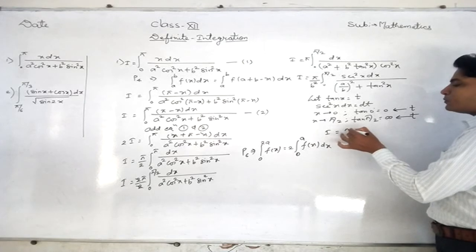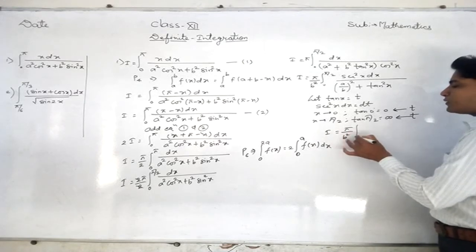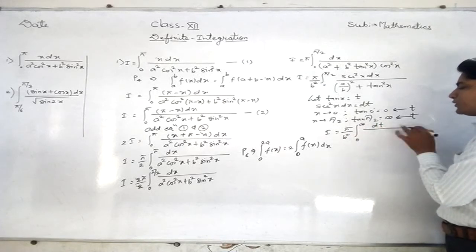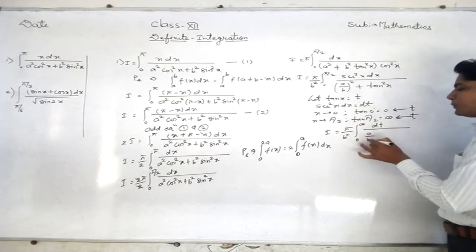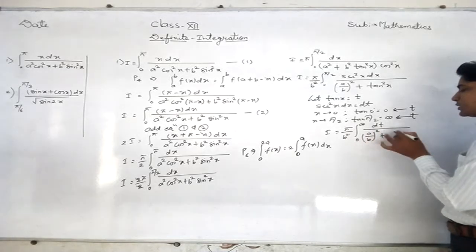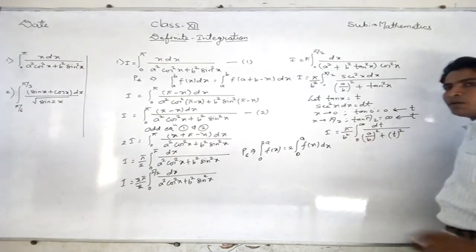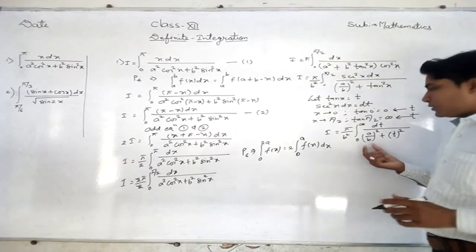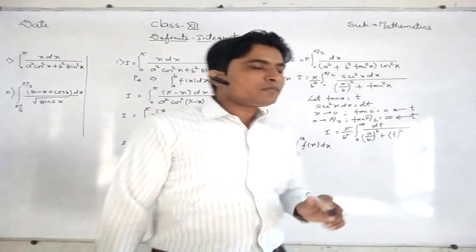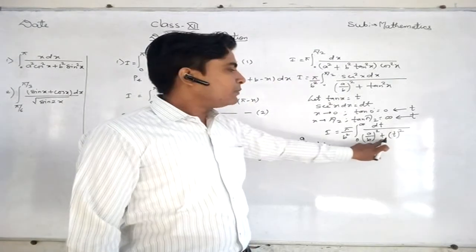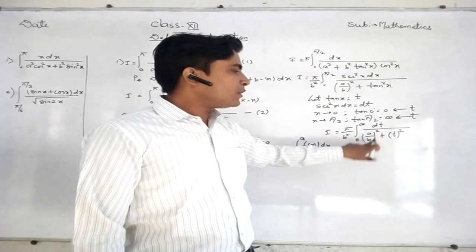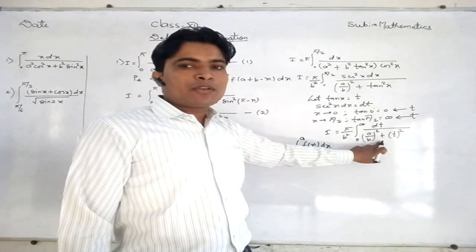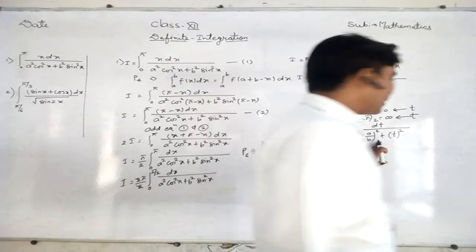A by b whole square plus t square. So we know that the formula is 1 upon a square plus x square, so we get the formula 1 upon a tan inverse x upon a. So here I equal to pi upon b square into 1 upon a, that means b upon a, tan inverse x upon a, dt upon a.